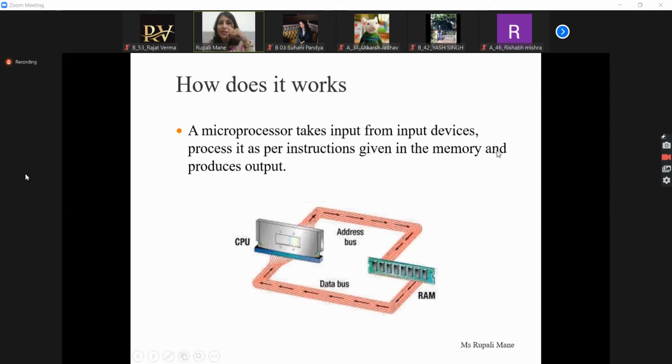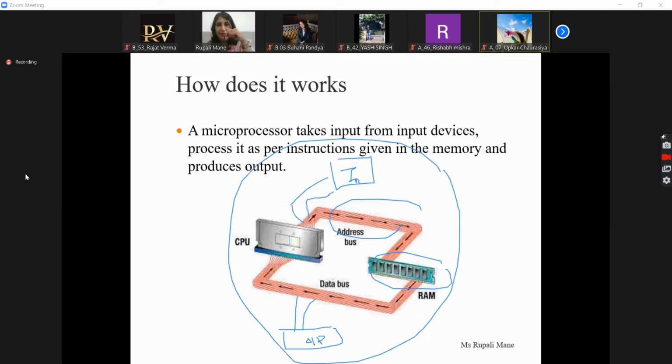अभी इसके साथ कौन कनेक्ट रहेगा, आपका इनपुट डिवाइस रहेगा. इसके साथ कौन कनेक्ट रहेगा, आपका आउटपुट डिवाइस रहेगा. और ये आपकी मेमोरी. ठीक है. So this is the CPU, this is the input device, this is the output device, this is memory, and this is nothing but your bus structure. Microprocessor based system. Got it?